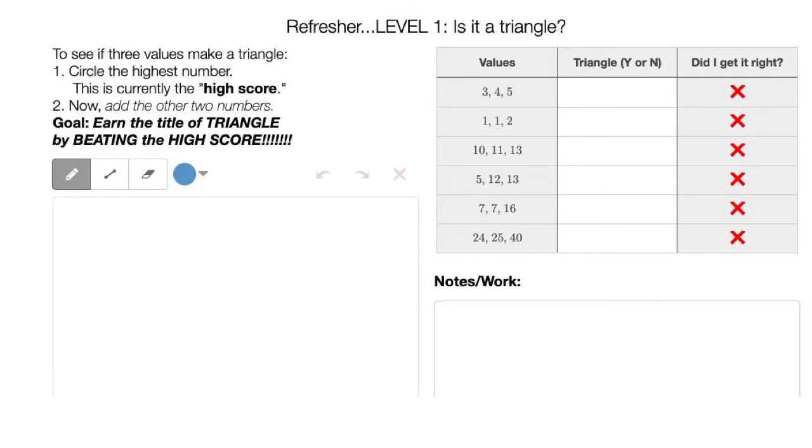I would like to start our right triangles unit reviewing how to check if three values make a triangle in the first place. I always refer to this as beating the high score, as you might remember. If we beat the high score, then we are a triangle.